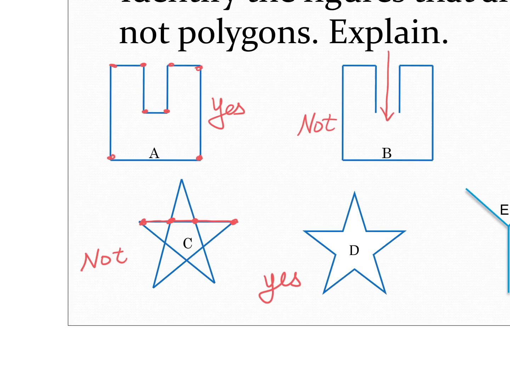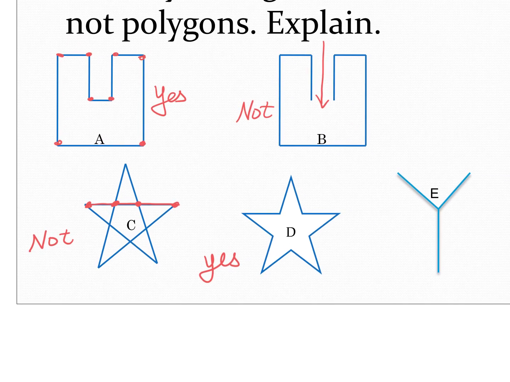And then the next one, E. Notice this is not a closed figure. The sides are not intersecting at both endpoints. So this one would be not a polygon. It's not a closed figure. If I gave you a shape that looks something like this, this would also not be a polygon because this side over here is curved. You can't have any curved sides when it's a polygon.